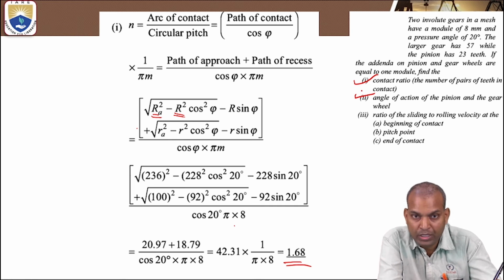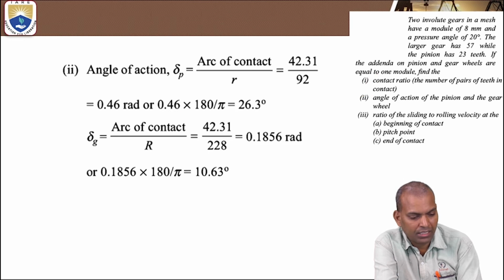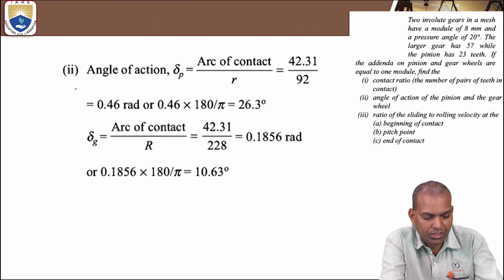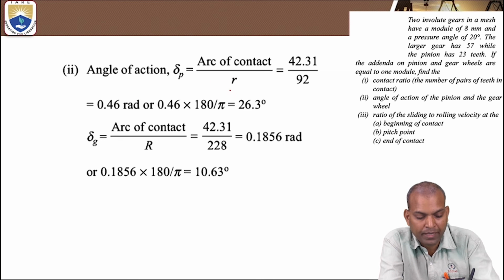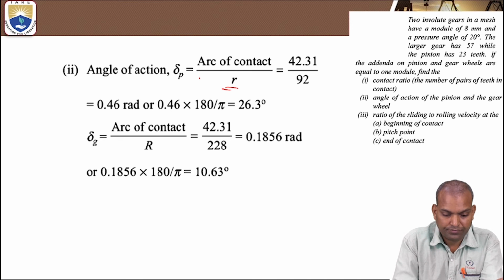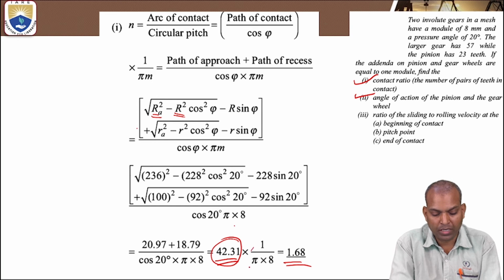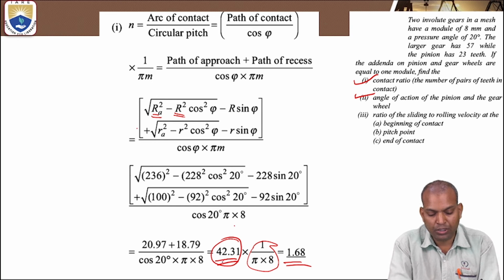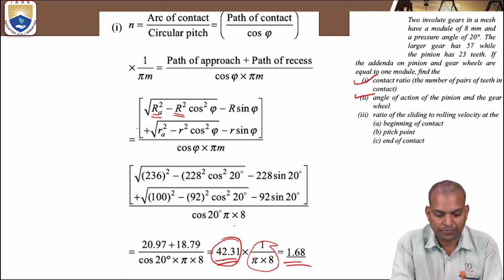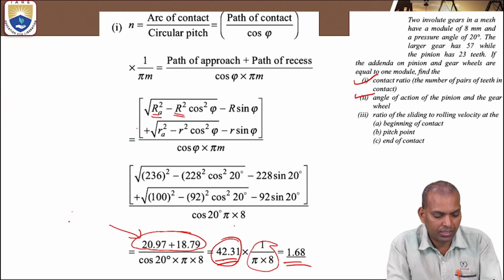Next, angle of action. Besides putting in the formula, we need the concept. Now, the angle of action of the pinion and the gear. Second objective. The angle of action on the pinion equals arc of contact by pitch circle radius of the pinion. What is that arc of contact? The arc of contact by m is 42.31. They did not multiply by pi m at the end. So 42.31 is the arc of contact. If you want to know the path of contact from this, this is the portion of the path of contact.